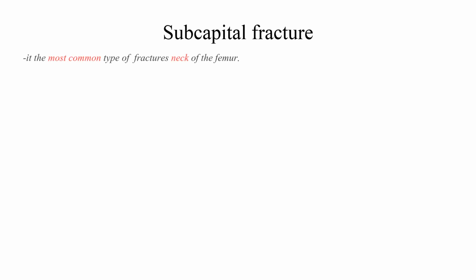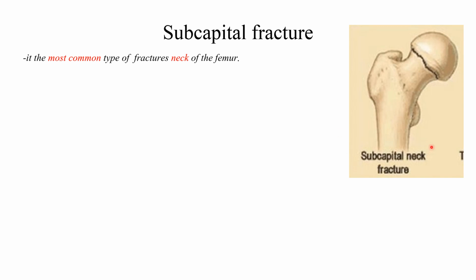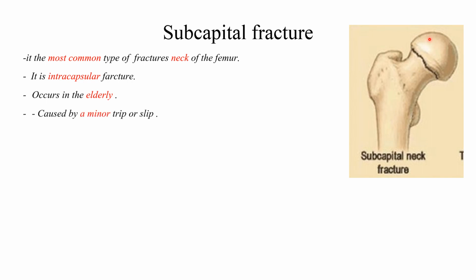Subcapital fracture is the most common type of fracture of the neck of the femur. On the right side of the slide here, this is the head of the femur, this is the neck, the greater trochanter, the lesser trochanter, and the shaft of the femur. This is the fracture line here. It occurs in the neck of the femur a little bit below the head of the femur. It is an intracapsular fracture, that means it occurs inside the capsule of the hip joint. It occurs in the elderly, and the cause of the fracture is a minor trip or a minor slip.